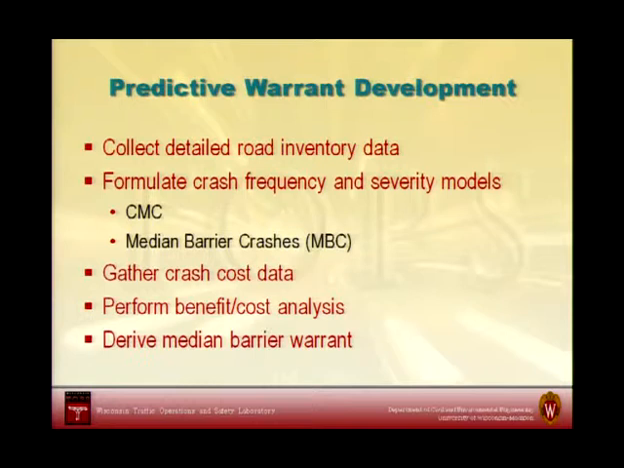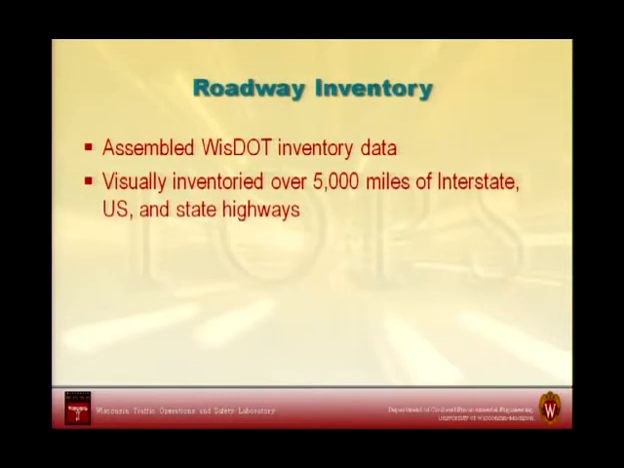So our goal was to develop some sort of predictive warrant. Beyond the traditional warrants, can we develop a predictive warrant that says, based on what we know, we anticipate a safety problem here in the future, and therefore we can address it before we wait for the crashes to happen? And we looked at a number of different barrier types. We compared it against other median barriers, and kind of went along, again, the traditional methodologies of safety research.